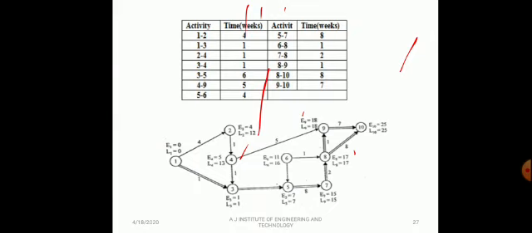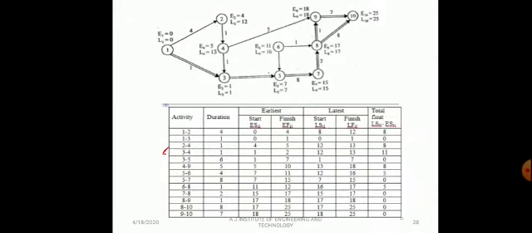Last finishing time: 25 minus 8, it is 17. 17 minus 2, it is 15. 15 minus 8, it is 7. 7 minus 6, 1. 1 minus 1, 0. And similarly, for all other points we consider the minimum value when the two activities are merging. Finally, we can calculate all the durations, early start time and finish time, late start time, finish time, total float.